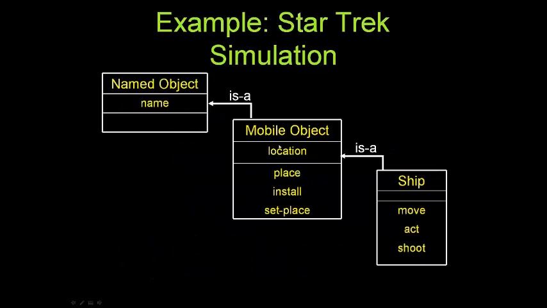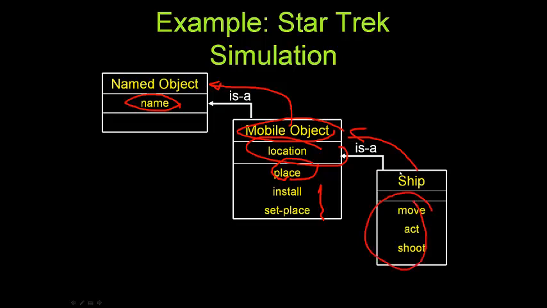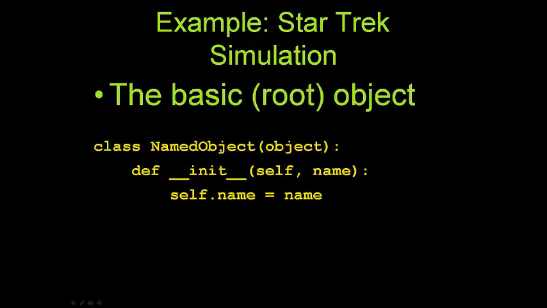In this case, we have defined the name object to be the root class of this system, and it has a name as the only attribute. A mobile object is a name object. It's got a location, it's got a place, an install, and some of these functions. And the ship is a type of mobile object, and there are some more functions or methods. The root object in this system is the name object class, but actually it is by itself a subclass of object. So this is the root object of the Python object-oriented programming, OOP, system.